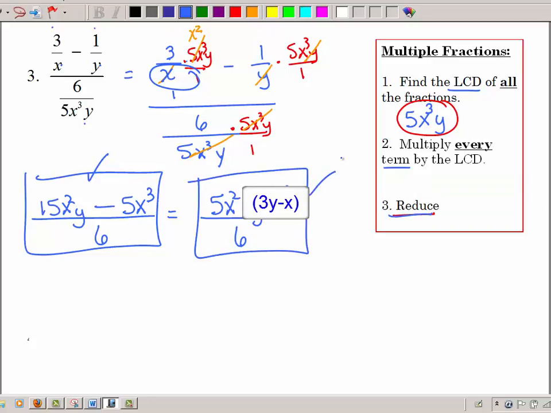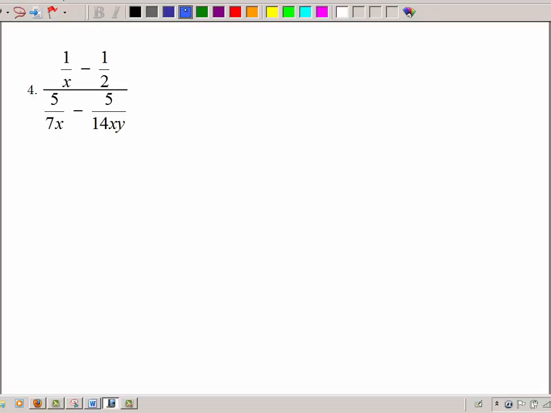But notice, what did we accomplish when we multiplied everything by that LCD? We went from 3 fractions to just one big fraction. Makes it a little bit easier. So on this problem, we don't have 3 fractions, we have 4 fractions. So I need to find the LCD of all of them. Right? So I'm going to write down my LCD. Remember, it's one of every kind of factor.